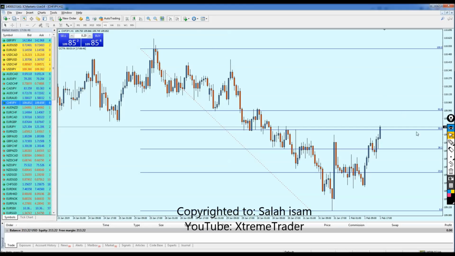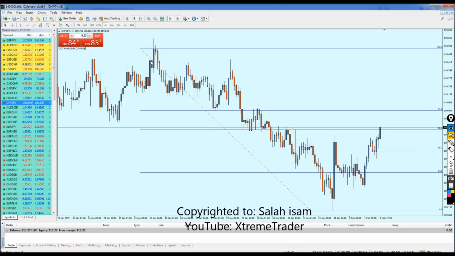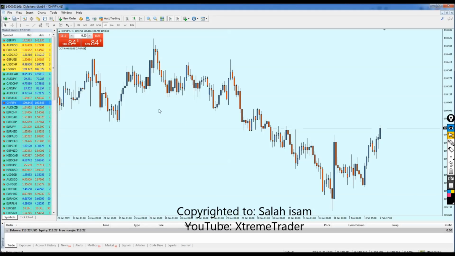So drawing Fibonacci now from this high to this low, we can see that this level is 61.8. This resistance, and this is resistance number 1, and we can see it was in the past a support. By the way, let me just show you the reason how we draw Fibonacci here.